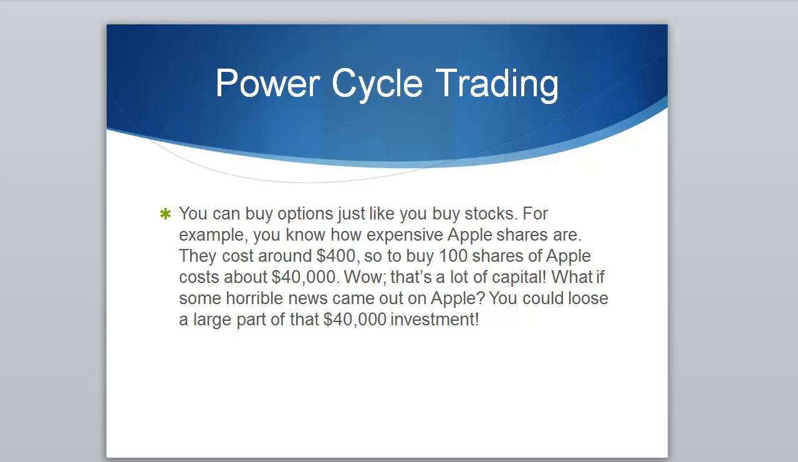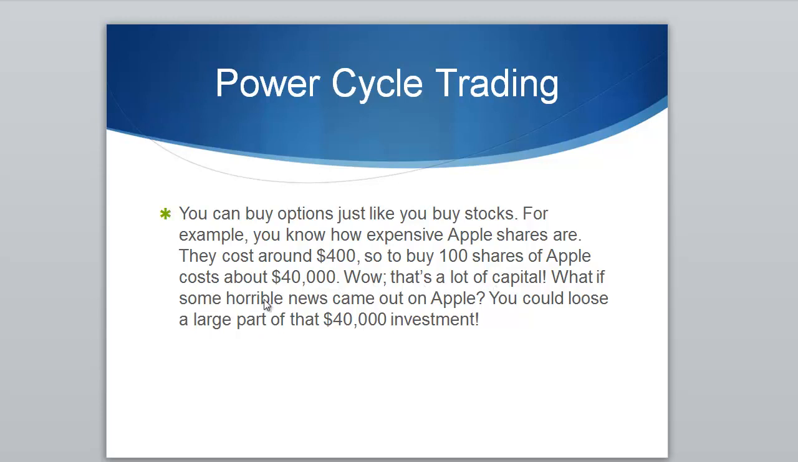So you can buy options just like you buy stocks. For example, you know how expensive Apple or Google shares are. Right now Apple's trading in the $400 price range. So if you just took $400 and bought 100 shares of Apple to make it equivalent to one option contract, that would cost you $40,000. Well, that's a lot of capital.